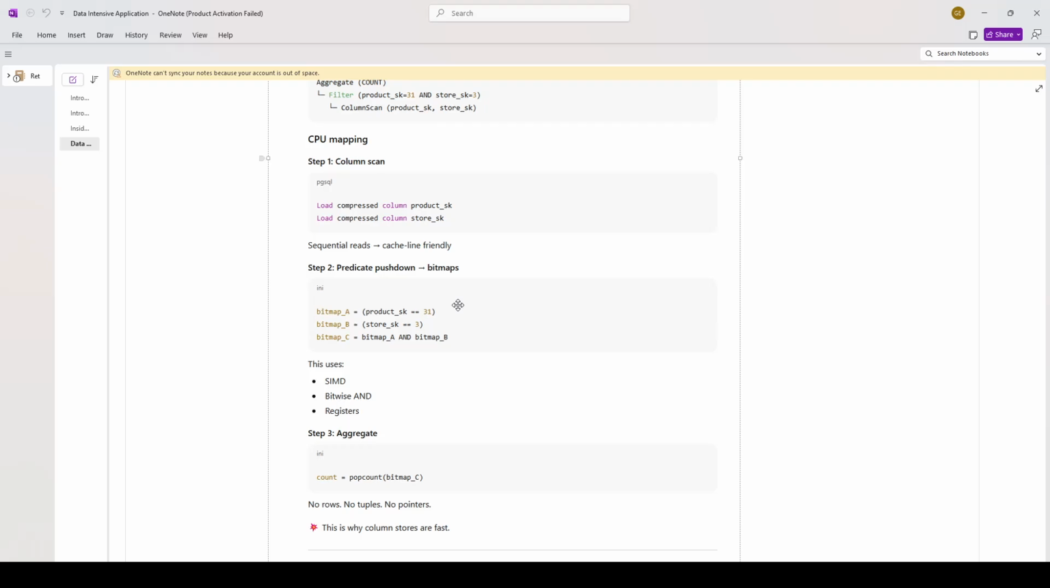So SIMD is the vector, and then it uses the bitwise AND, the logical operation or execution units of the CPU and the registers within it. So that's how the predicate push down to bitmaps works.